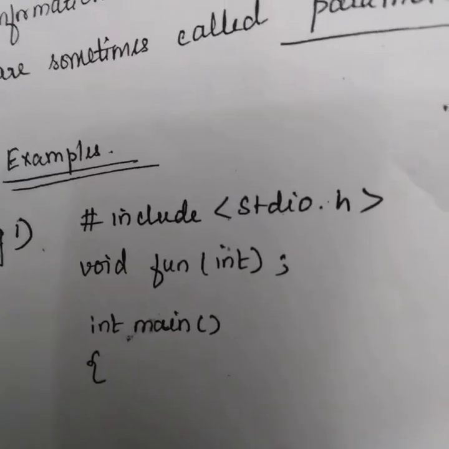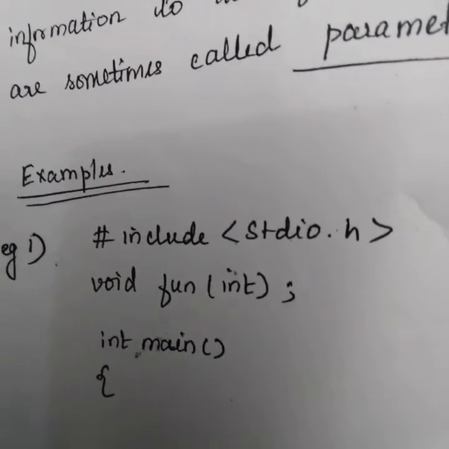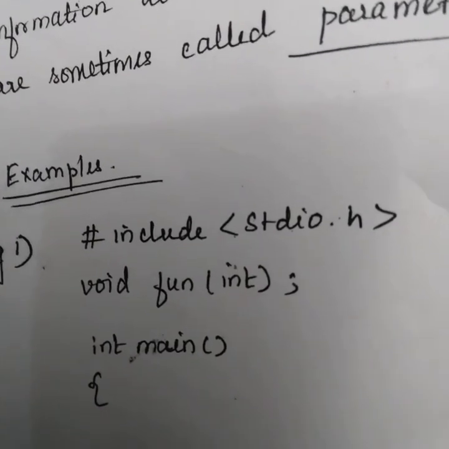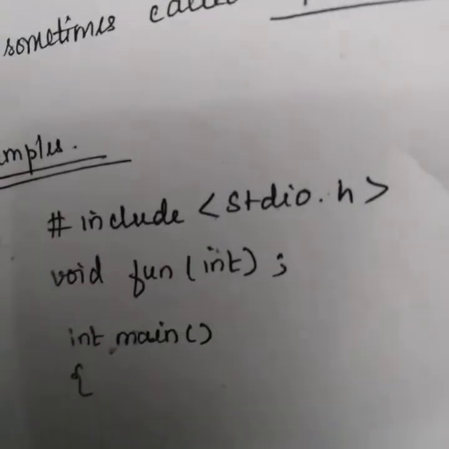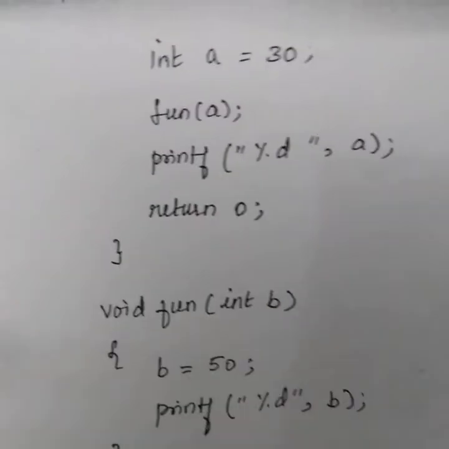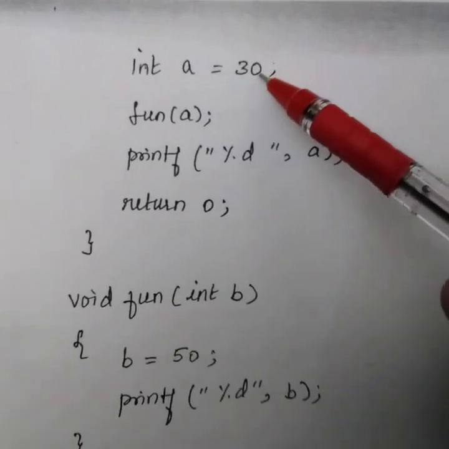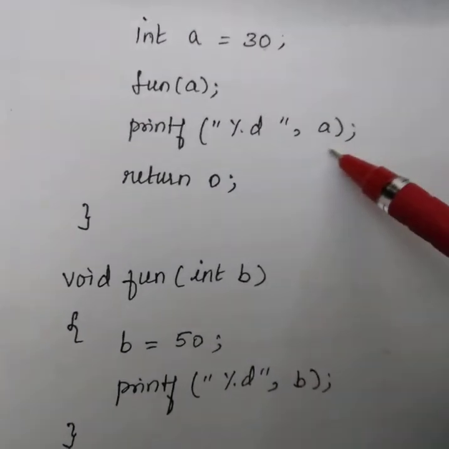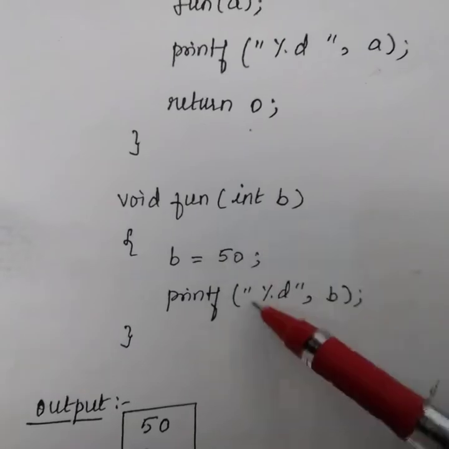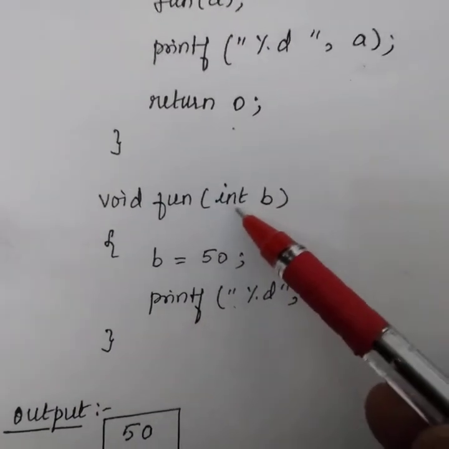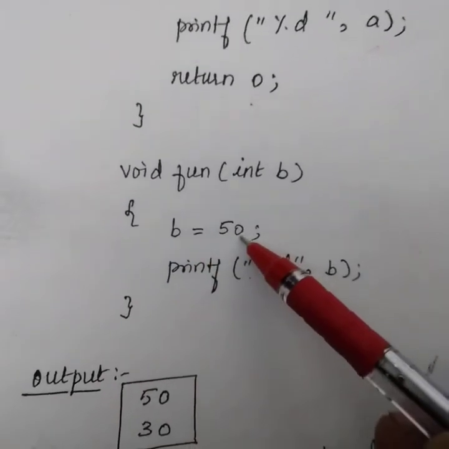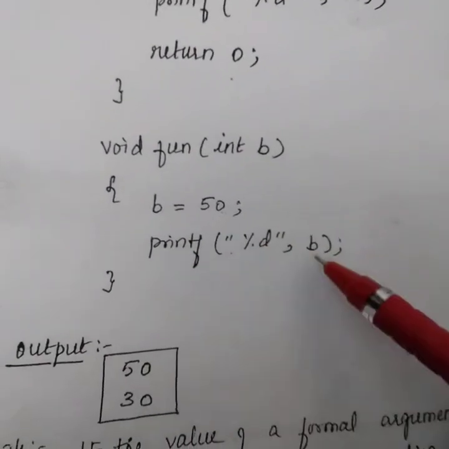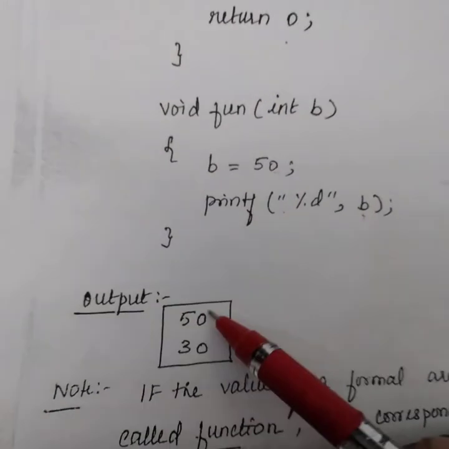Let's see an example. Here we are starting the program, hash include stdio.h, void fun of int. This is function declaration, and we are starting the main program, int main of. Inside the main program, int a equal to 30, we are assigning 30 to a variable a. Then we are calling the function fun of a. We are printing, return 0. Inside the subfunction, we are using single argument int b. Here b we are assigning a value 50. We are printing the value. What will be the output? First 50 will be printed, then 30.